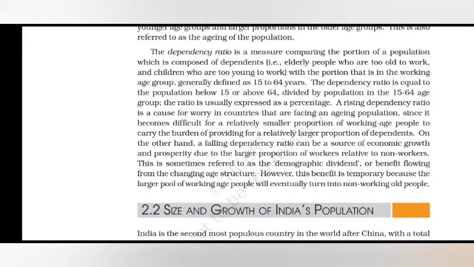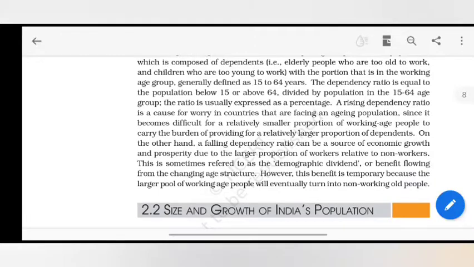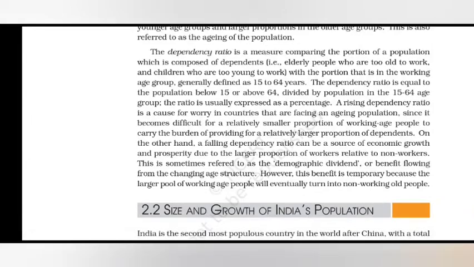The dependency ratio is a measure comparing the portion of a population which is composed of dependents with the portion that is in the working age group, generally defined as 15 to 64 years. The dependency ratio is equal to the population below 15 or above 64 divided by population in the age 15 to 64. The ratio is usually expressed as a percentage.